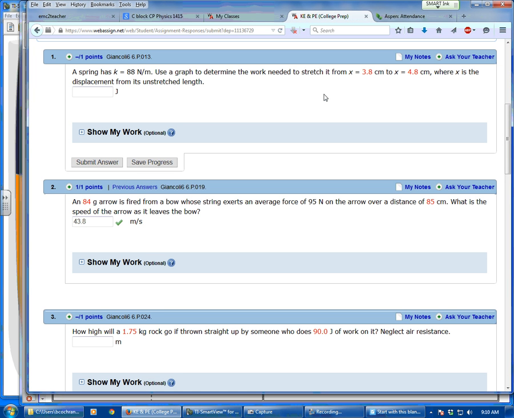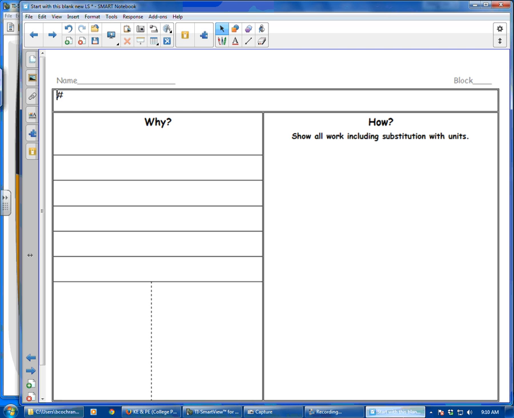They're asking how much work to stretch it from there to here, and they're asking us to use a graph, so we'll use a graph, but I think we'll actually do the calculation by hand rather than calculating it off the graph. But when I do work on it, I'm going to change the amount of energy that it has. So this is number 1 here.